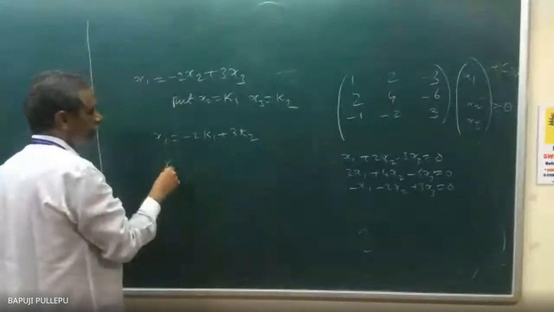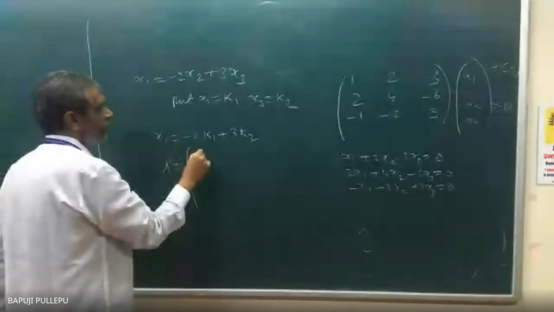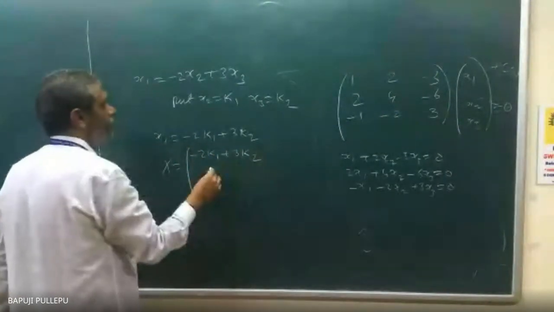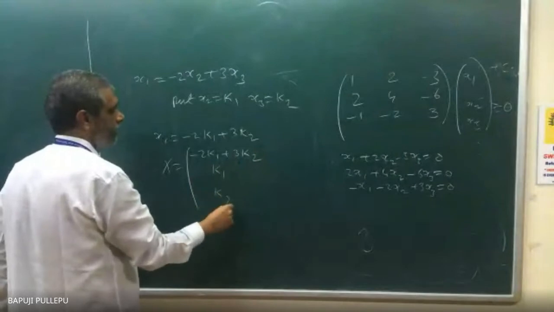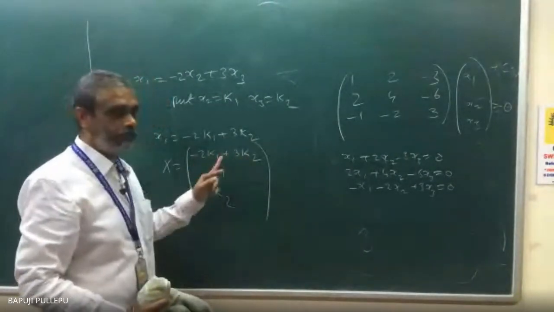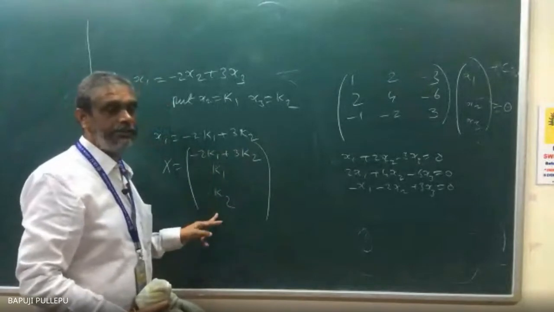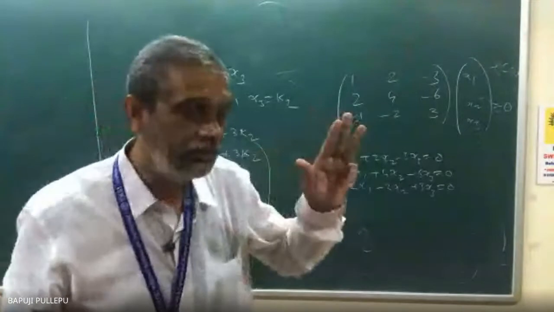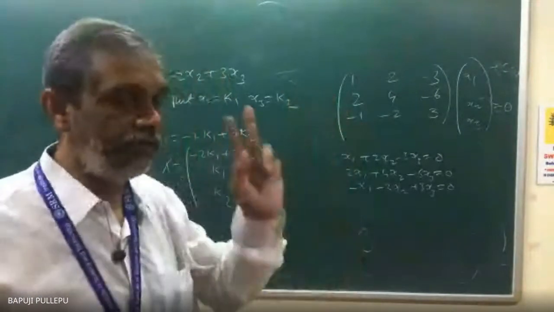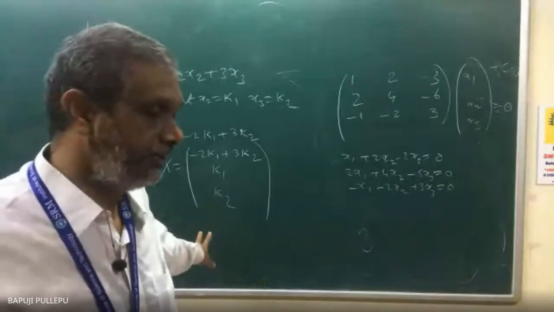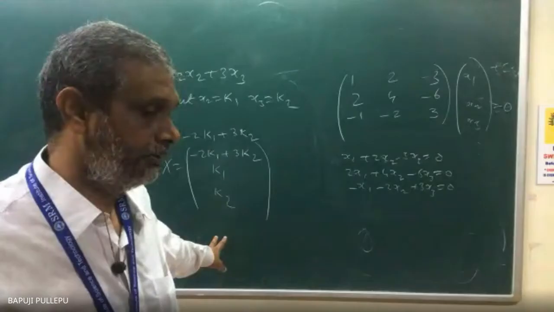K2. Suppose if you write the eigenvector, what will I get? Minus 2k1 plus 3k2, k1, k2. Am I correct? x1 is equal to this, x2 is equal to k1, x3 is equal to k2. When lambda is equal to minus 3, it is repeated twice, so I want two eigenvectors. Correct? Up to here clear? Yes, sir.